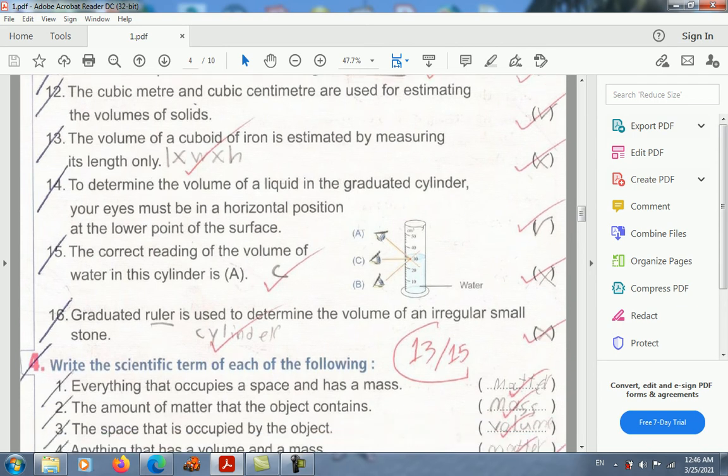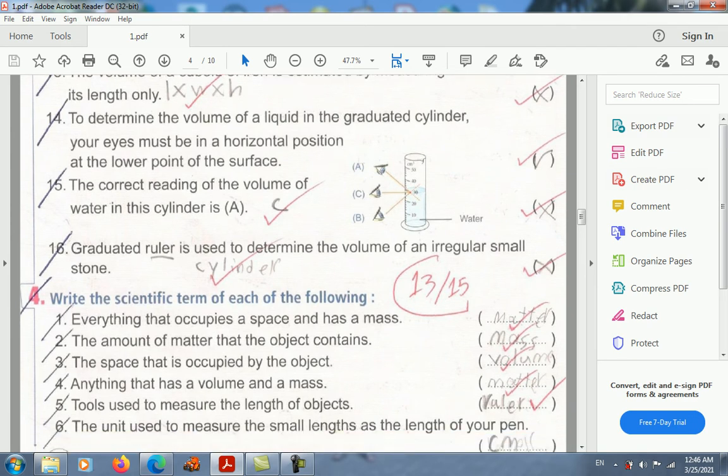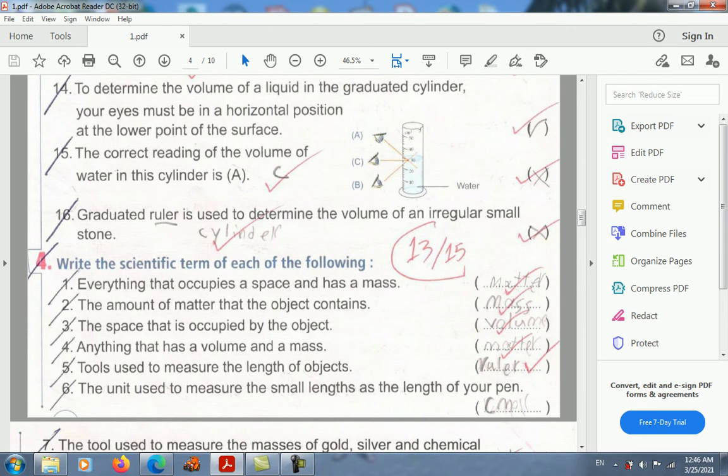12. The cubic meter and cubic centimeter are used for estimating the volumes of solids. Correct. 13. The volume of a cuboid of iron is estimated by measuring its length only. Wrong, you have to get the length, the width and the height in order to get the volume. 14. To determine the volume of a liquid in the graduated cylinder, your eyes must be in a horizontal position at the lower point of the surface. Of course, this is correct.